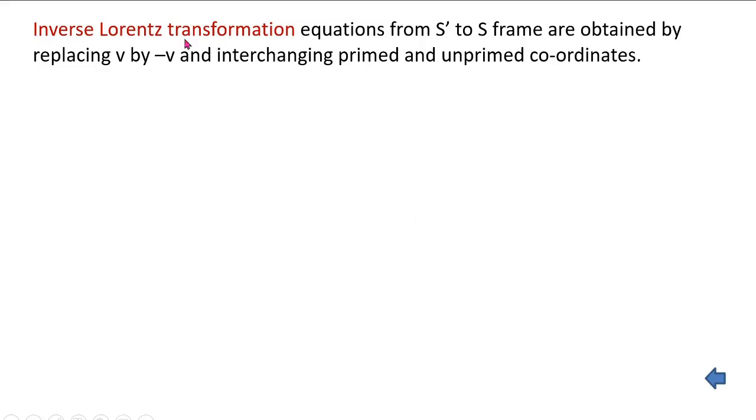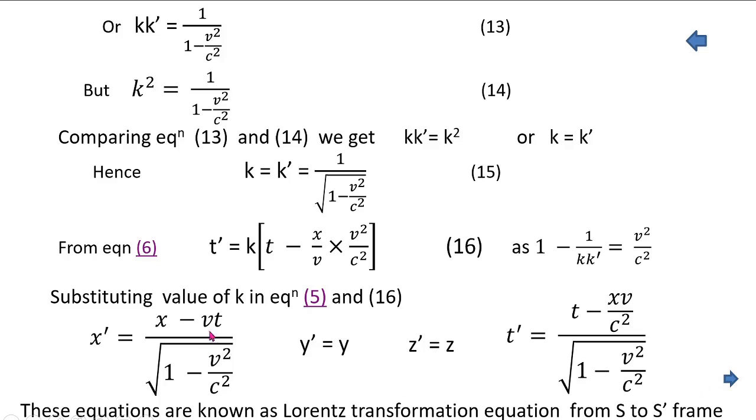Then the inverse Lorentz transformation equations, that is, the equations from S dash to S frame of reference, are obtained by replacing v by minus v. In the Lorentz transformation equations which we have just derived, replace v by minus v and interchange prime and unprime coordinates. That is, replace this v by minus v.